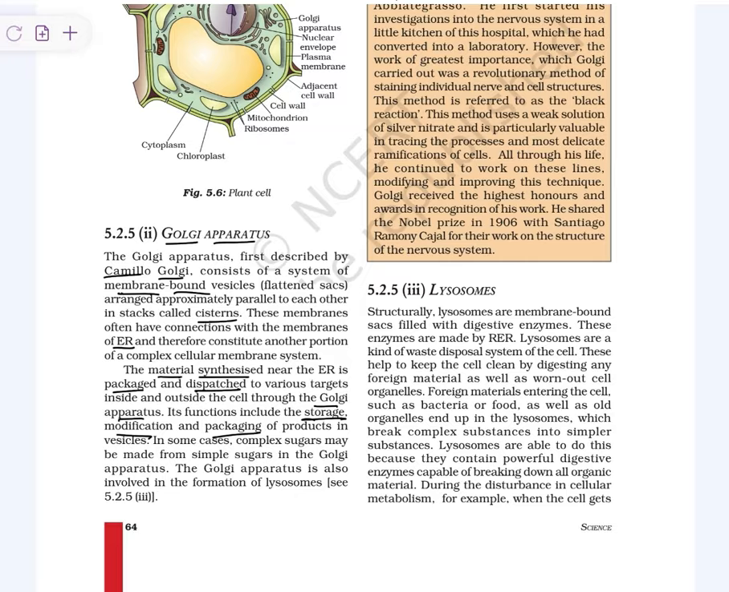In some cases, complex sugar may be made from the simple sugars in the Golgi apparatus. Golgi apparatus में simple sugar से complex sugar भी बनने का काम होता है. Golgi apparatus is also involved in the formation of lysosomes. ये इस वाले पैराग्राफ में Golgi के बहुत सारे functions दे रखे हैं. But we read that storage में modification of the molecules, packaging of the products, complex sugars formation, lysosomes formation. तो ये इसके मल्टीपल फंक्शंस हैं. Lysosomes.